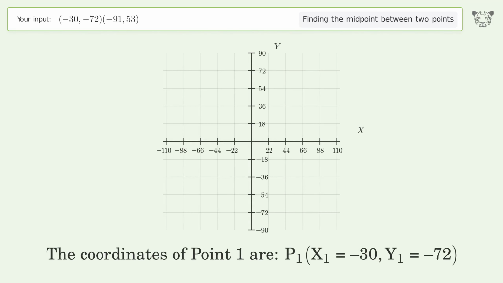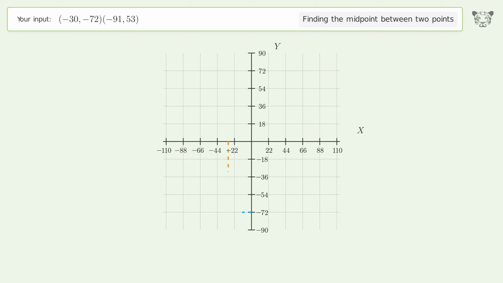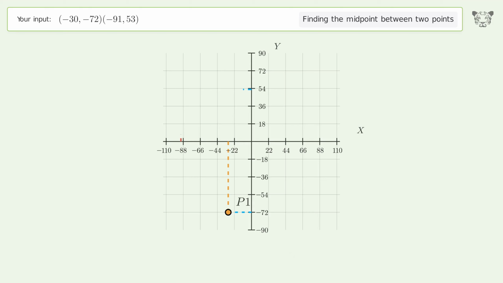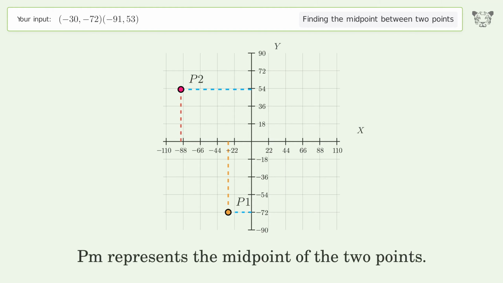The coordinates of point 1 are, x1 equals -30, y1 equals -72. The coordinates of point 2 are, x2 equals -91, y2 equals 53. PM represents the midpoint of the 2 points.